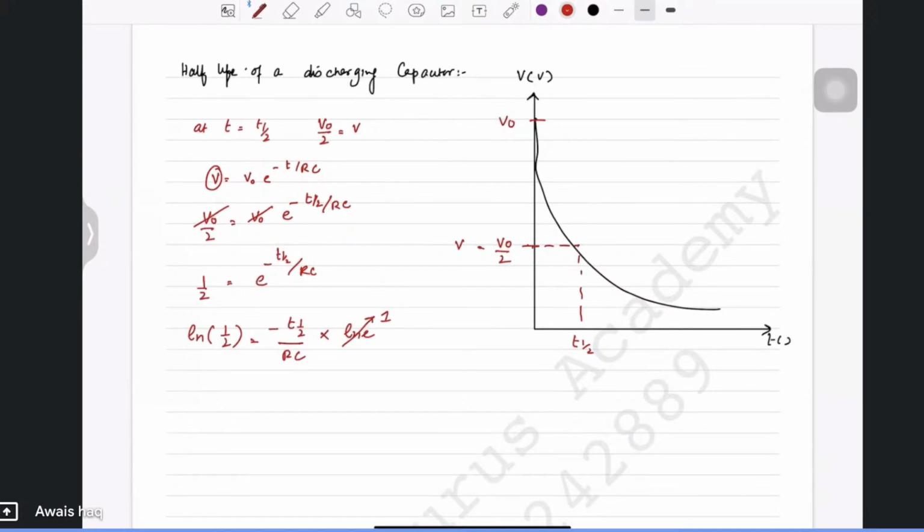So then, if you move the 2 up, it will be minus ln 2 multiplied by RC equals minus the half-life time, so you cancel the minus out. So the time of half-life can be found by ln 2 multiplied by RC, and that's how you can find how much time it will take to become half every single time. Okay, is it clear?